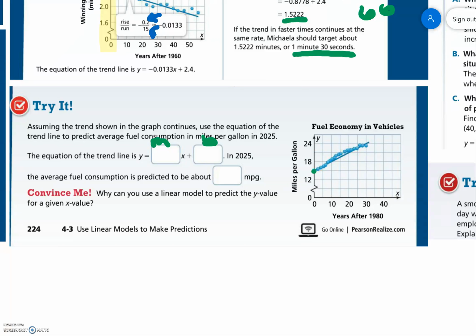Well, the B is right here. That's between 12 and 18, so that is 15. So our B value is 15. Now we have to find the slope.